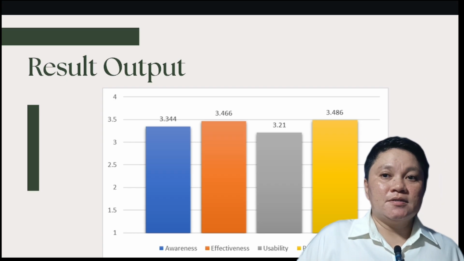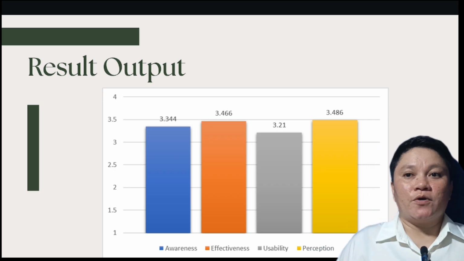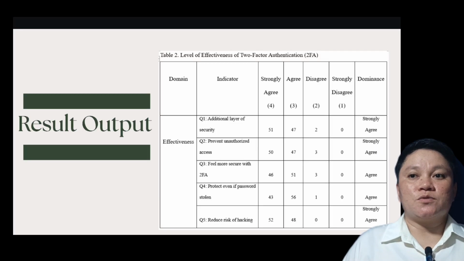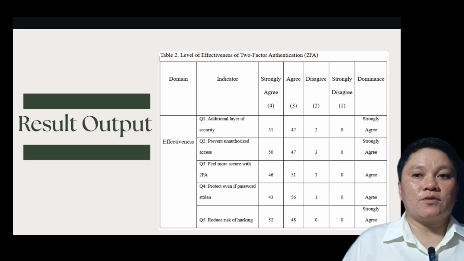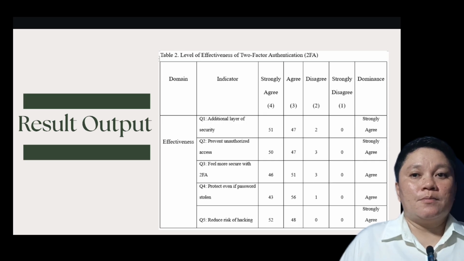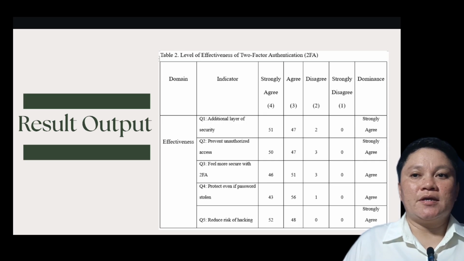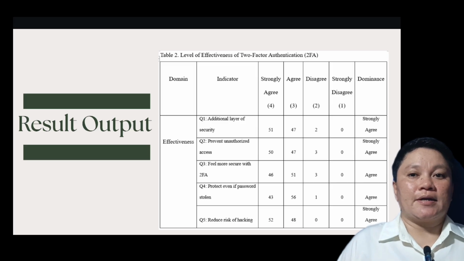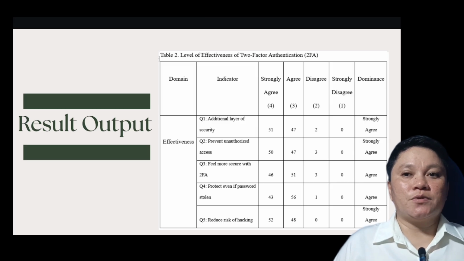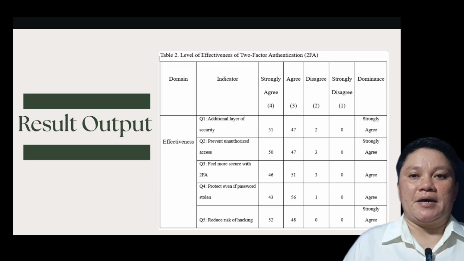For effectiveness, the grand mean was 3.46. This shows that the students strongly trust two-factor authentication as a tool for preventing unauthorized access. They believe that two-factor authentication can still protect their accounts even if their passwords are stolen or compromised.